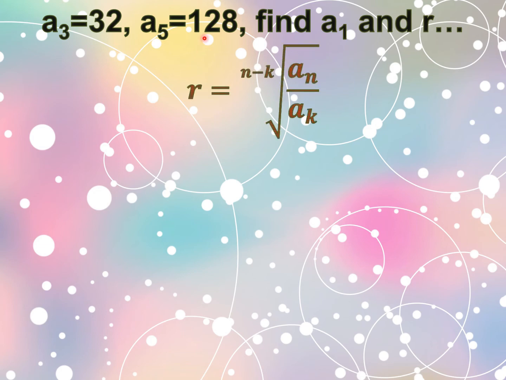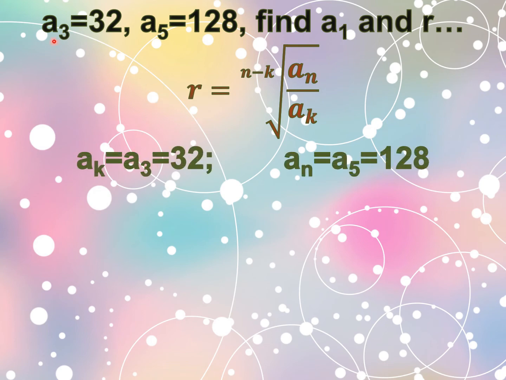So, we will now use a formula, the (n minus k)th root of a sub n over a sub k. So, what are the values of a sub n and a sub k? The a sub k is the first term mentioned, or the lower term mentioned in the problem. So, a sub 3 comes before a sub 5. So, our a sub k is a sub 3, which is equal to 32. So, the value of k is 3. Our a sub n is a sub 5, which is 128. So, the value of n is equal to 5.